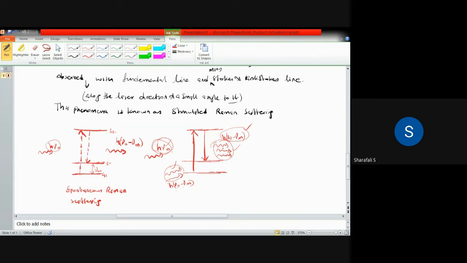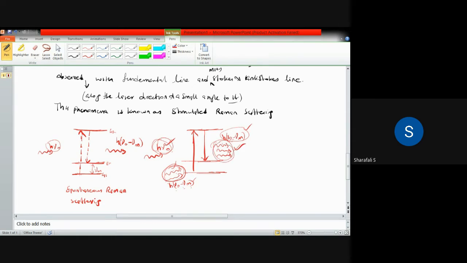So this h nu 0 minus nu m photon will go and interact with the material, and it itself will produce the next scattered beam. So in that case, we'll be getting a radiation which is less than that. In this case, you can see if you have these two h nu 0 minus nu m energy photons, and a photon with h nu 0 energy, when it comes out, you will be getting 3 photons with h nu 0 minus nu m.